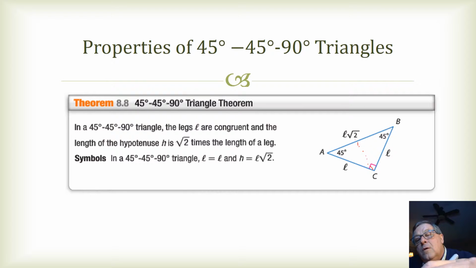We also have a leg here opposite this 45 degree angle, and right now it's showing a measure of L. The second leg is opposite the second 45 degree angle, and since they're both 45 degree angles, these legs are going to have the same measure. So let's use this information to find the length of the hypotenuse in a 45, 45, 90 degree triangle.